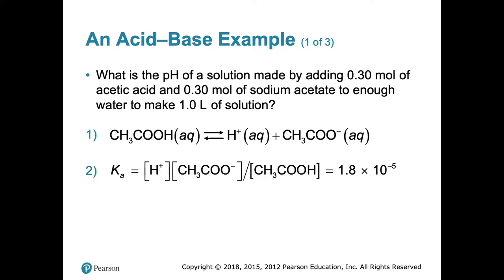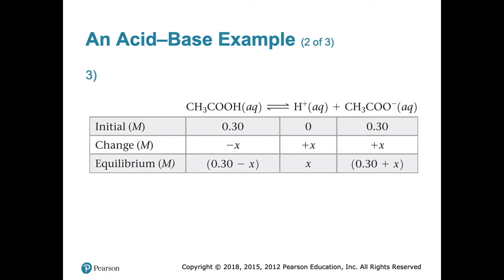So that changes our equilibrium equation just a little bit. We still have the same change: minus x, plus x, plus x. The equilibrium value for the acetic acid will be the same, 0.3 minus x. The protons stay the same too, so it's just x. But now on the acetate ion side, it's going to be 0.3 plus x. So that's the difference in the ICE table now.